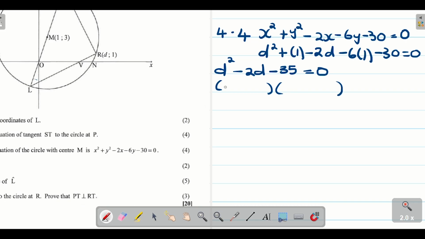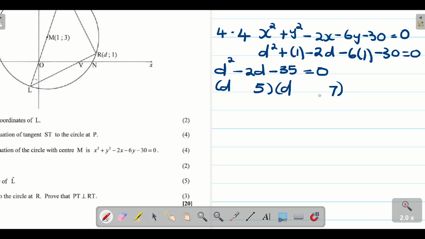To get D squared, we must put one D here and another D here, so that D times D can give us D squared. To get 35, we must have two numbers that we can multiply to give us 35, and that is 5 and 7. 5 times 7 will give us 35. Because our 35 is negative, it means the 5 and 7 will have different signs. One of them must be positive and the other must be negative.